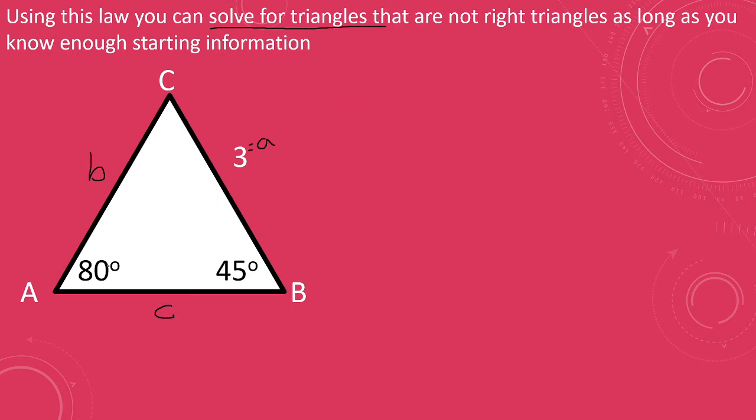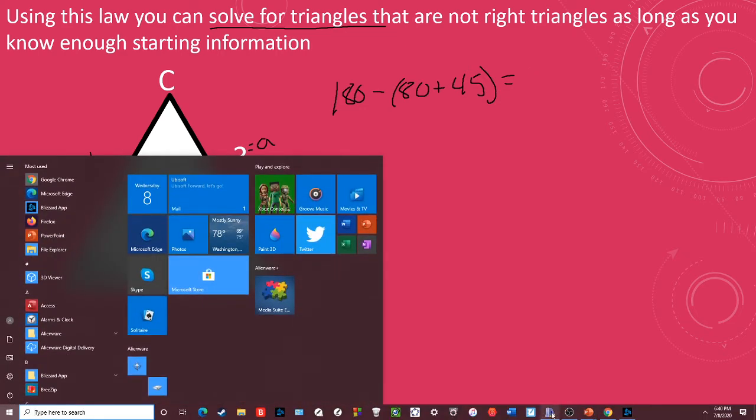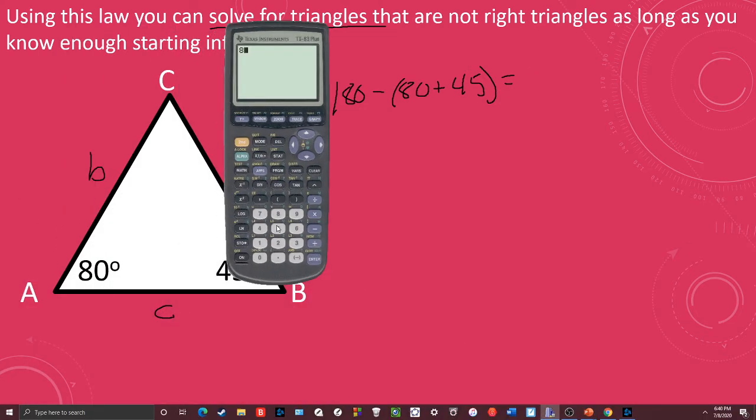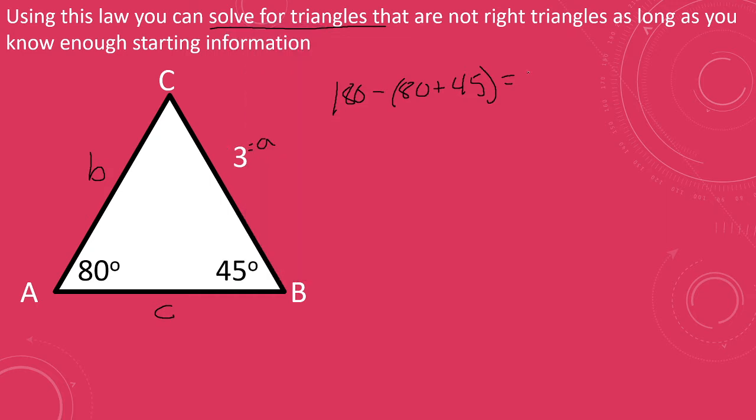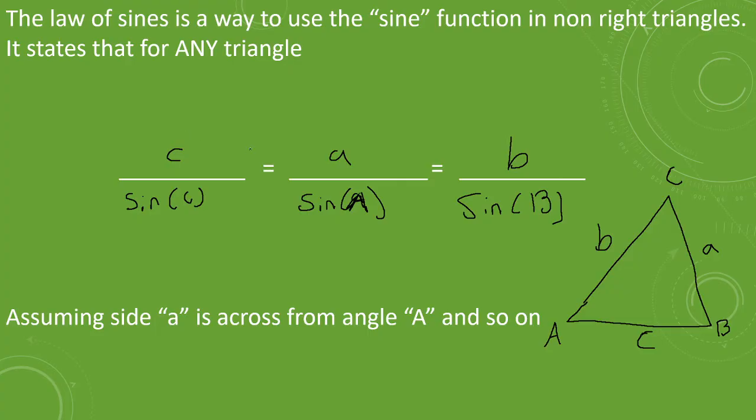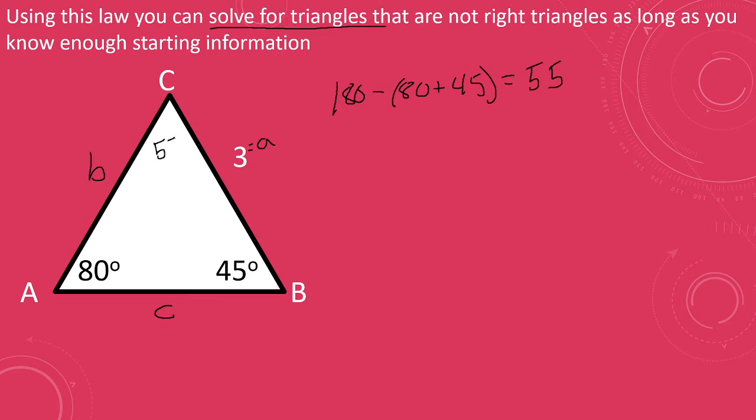So I'm going to do my 180 trick because I already know two of the angles. So 180 minus the first angle plus the second angle. This should get me how big angle C is. If we do that real quick here, 80 plus 45, and then 180 minus that, we get 55. So this angle is 55 degrees. So that's that done. Now we need to get my two missing sides here, and then it'll be all solved for. Obviously, I can't use Pythagorean theorem because it's not a right triangle, but I'm going to use law of sines to figure out these last two pieces.